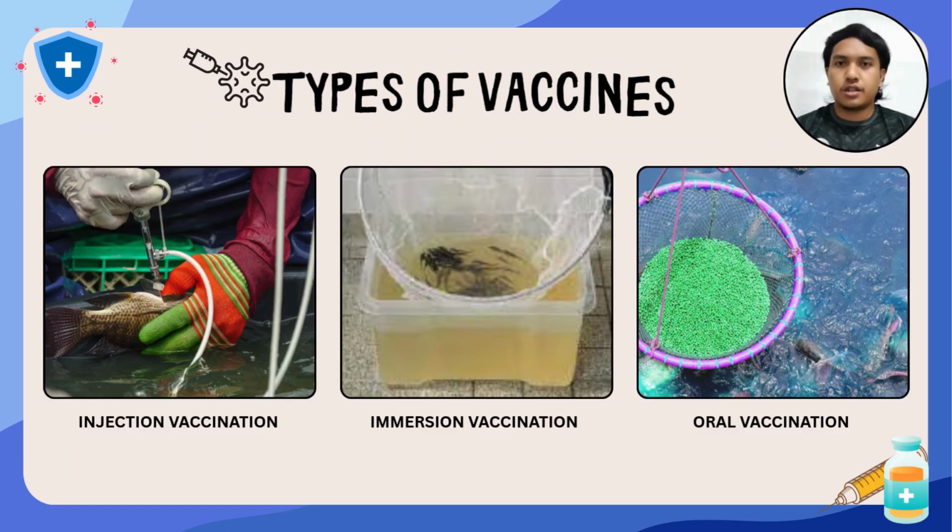As we can see in the next slide, this is the picture of the three types of vaccination method. First, we can see the fish get injected by the worker, and second picture is the immersion vaccination method, and lastly the oral vaccination of the fish. As we can see, this is the example.